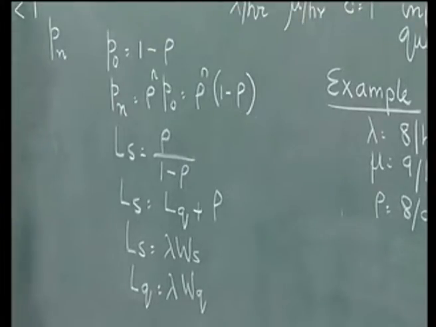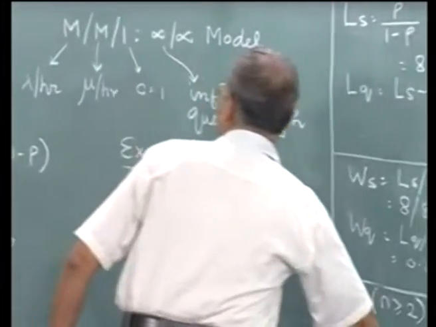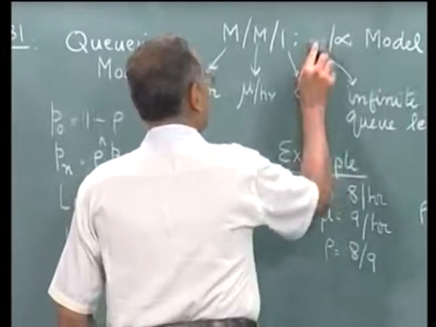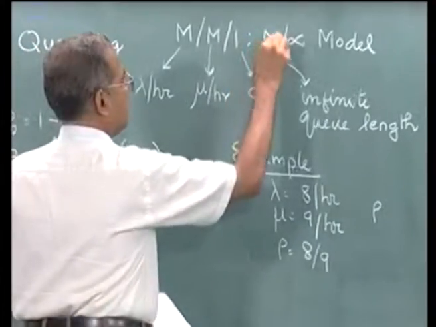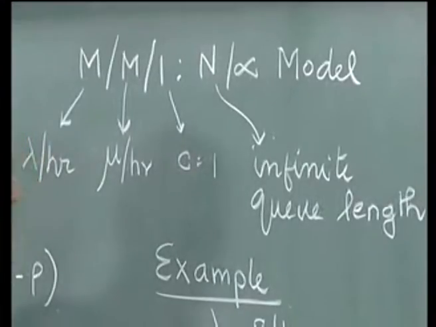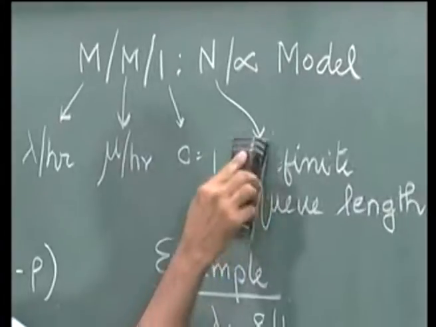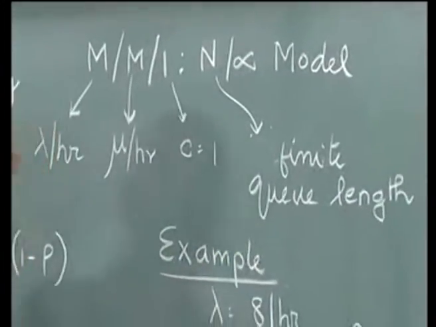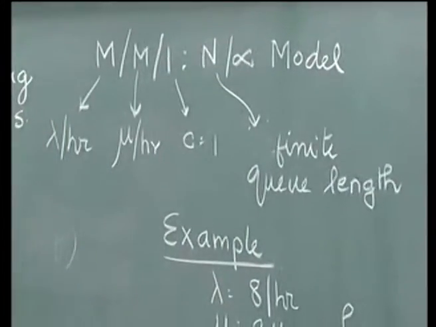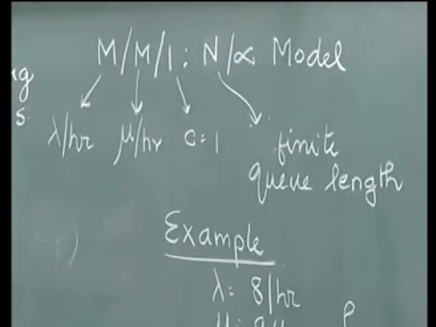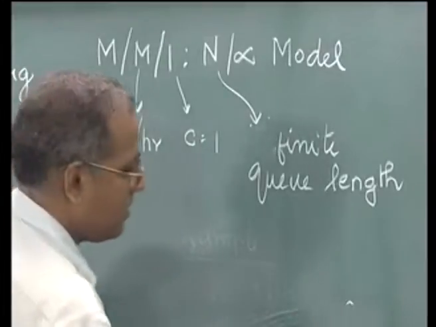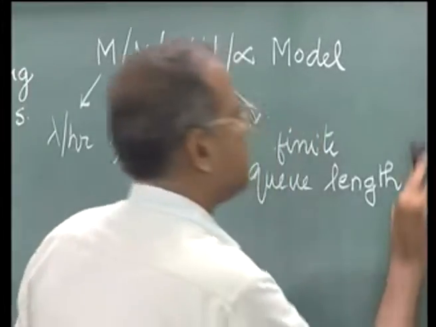Now, we move on to the second model. The second model is called the M/M/1/n/infinity model, which means that the queue length now is not infinite, but the queue length is finite. So, it becomes a finite queue length model.